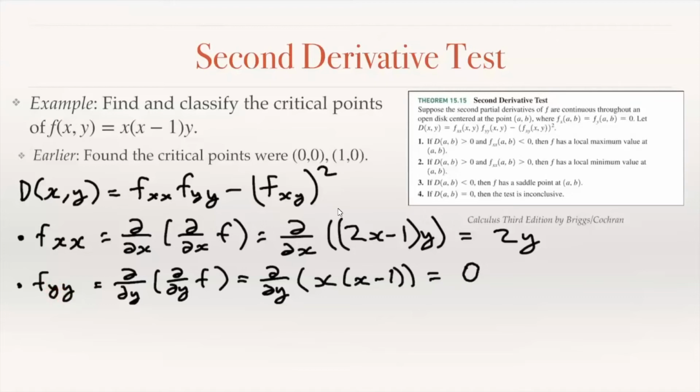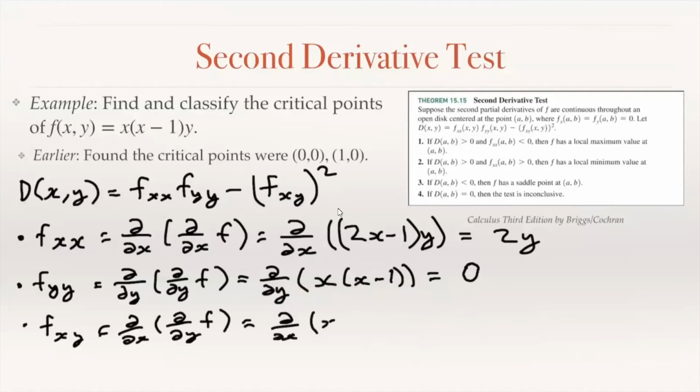Okay, and f sub y, that's del y of this, which is x times x minus 1. Now all of this is constant with respect to y, so del y of that is 0. And f sub xy is del x of x times x minus 1, and that's a nice Calc 1 derivative, which is 2x minus 1.